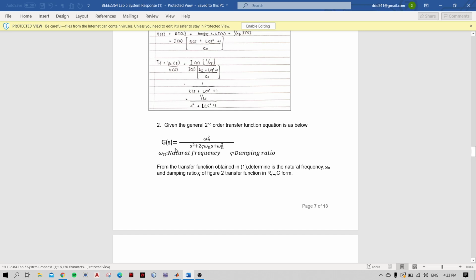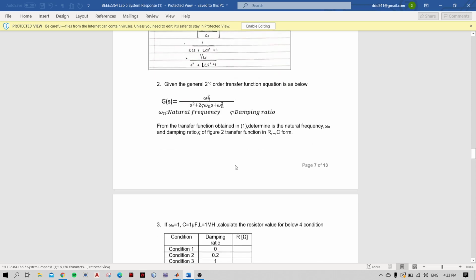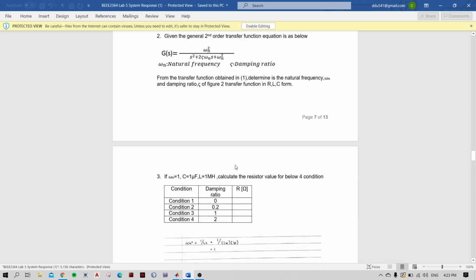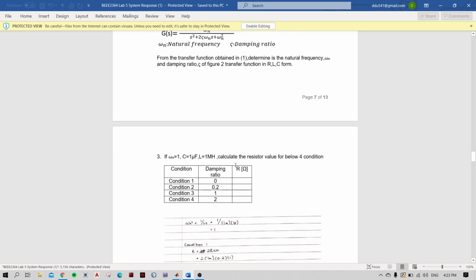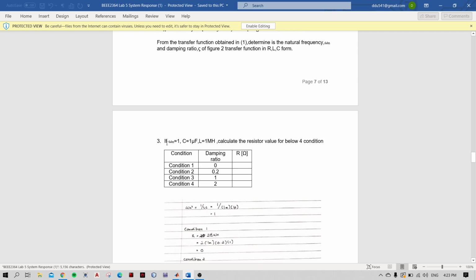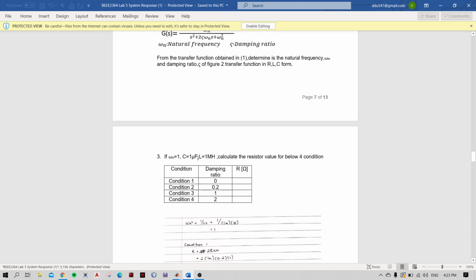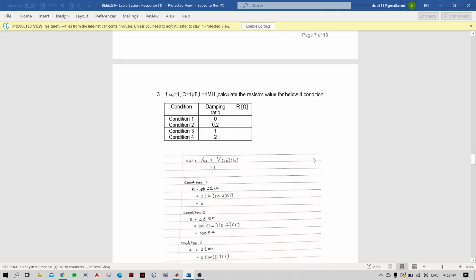As we can see here, this is the natural frequency and damping ratio. Number 3, the natural frequency is 1, C, the capacitor, is 1 microfarad and the inductor is 1 mega henry. Calculate the resistor value for the below conditions.